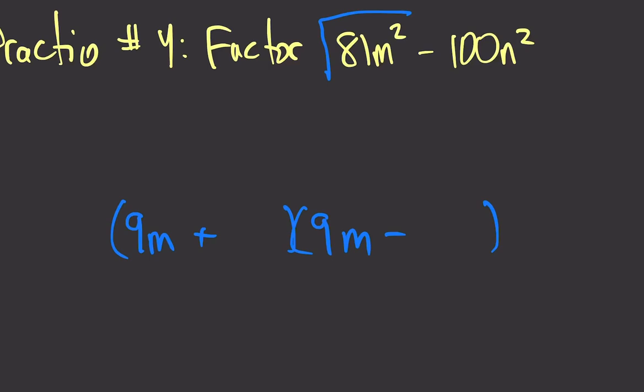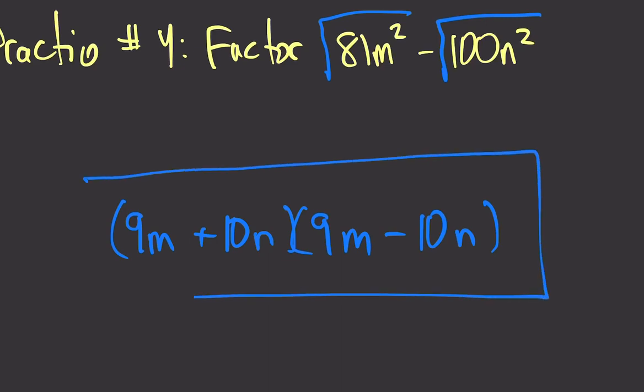Signs are different. And I go through the same process here. I'm going to take the square root of the second term. Well, again, I like to do it one at a time. Some of you might be able to do it both at once. But the square root of 100 is 10. And the square root of n squared is n. So that makes the square root of 100n squared 10n. And this would be your final answer right here. 9m plus 10n times 9m minus 10n.